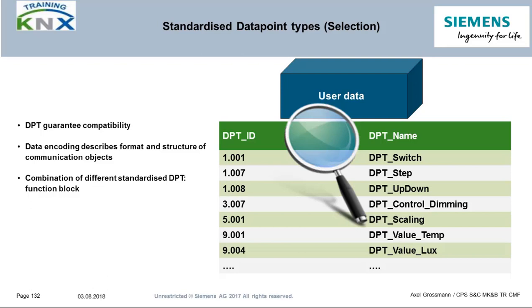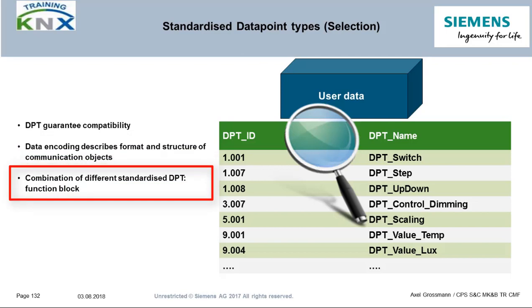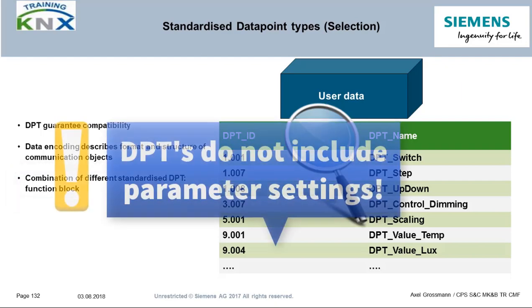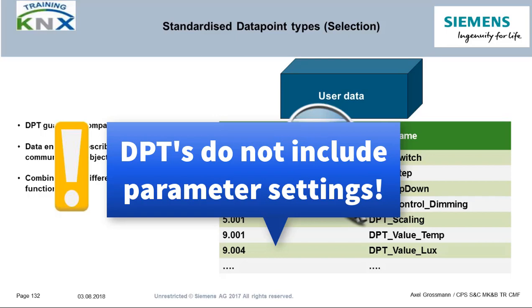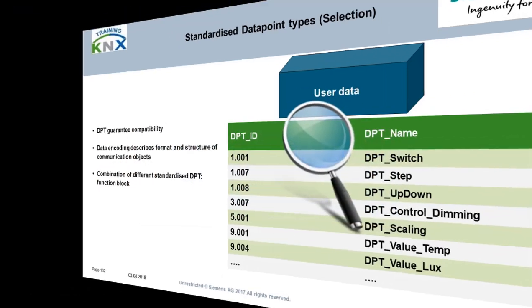control. Data point types have been developed to guarantee the compatibility of function identical devices of different manufacturers, for example, dimmers and clocks. The data encoding describes the format and structure of communication objects, both for sensors and actuators. The combination of different data point types is called a function block. Please note also, data point types do not reduce the freedom of the individual manufacturers in application development, since they do not prescribe certain parameter settings.